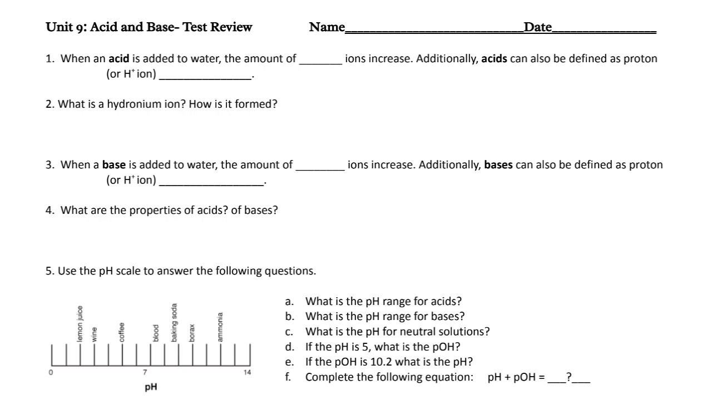When an acid is added to water, the amount of blank ions increase. That's going to be H plus ions. H plus ions are going to increase. Additionally, acids can be defined as proton donors. We should say donors right there.